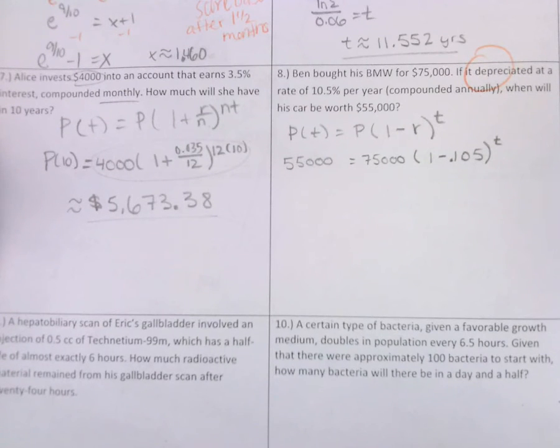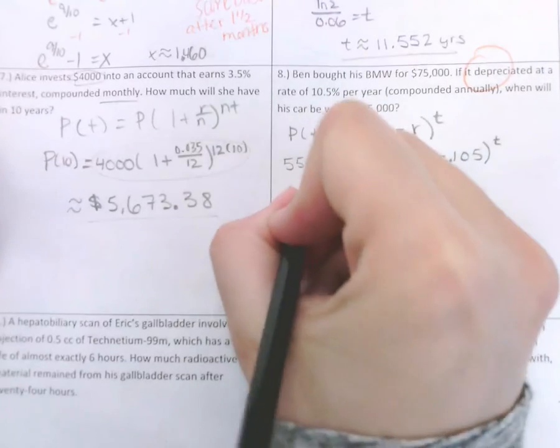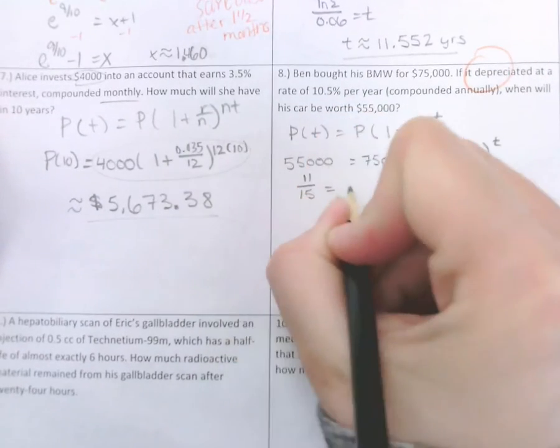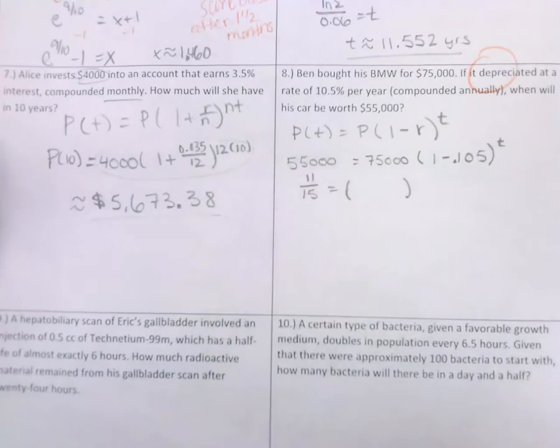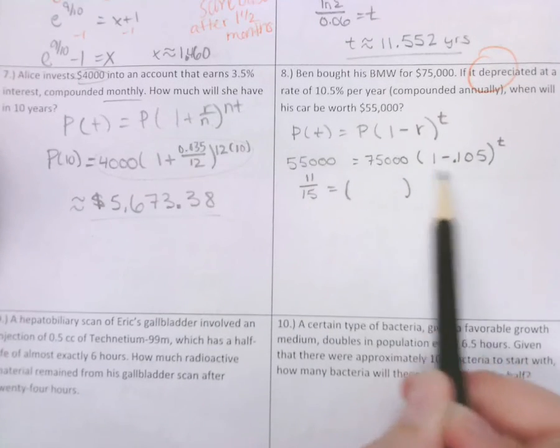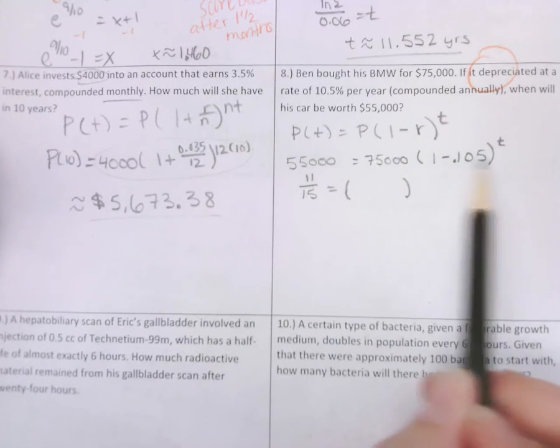So we're going to solve the equation. First thing to do is divide by 75,000. So what's 55 over 75? It's going to be 11 over 15. At the same time, I'm going to simplify this to one number, because why not?